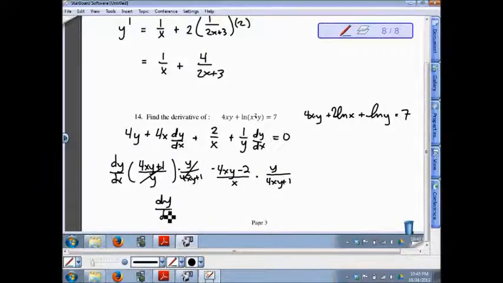So now we can isolate dy dx. It is equal to, if you distribute the y here in the numerator, you're going to get negative 4xy squared minus 2y. And distribute the x down here in the denominator, all over 4x squared y plus x.